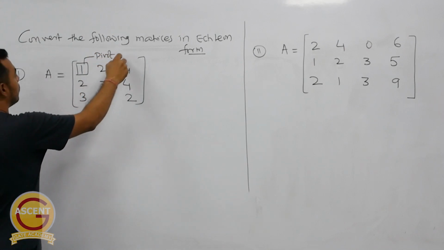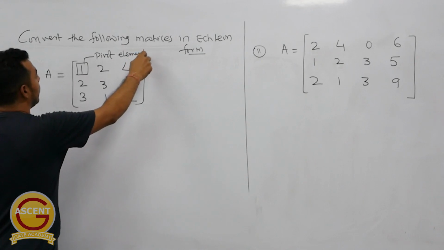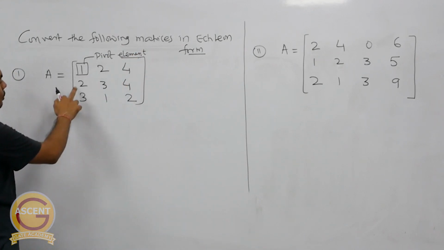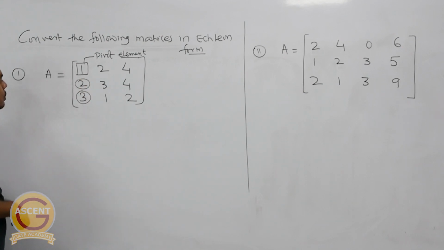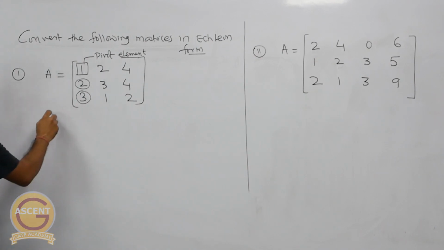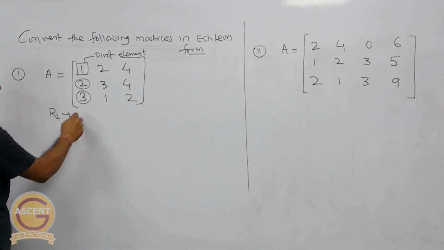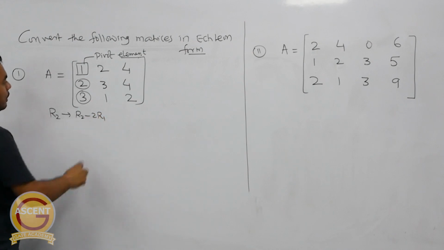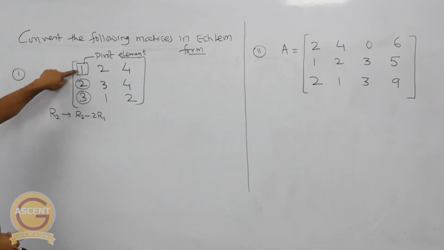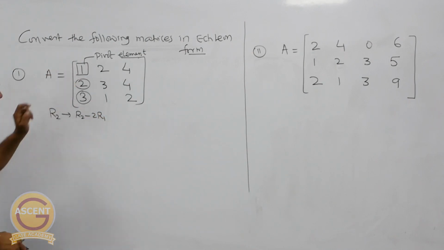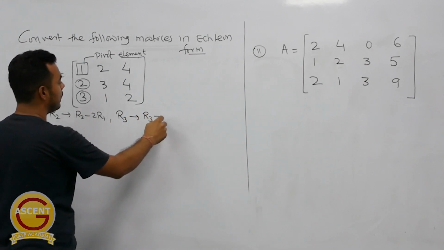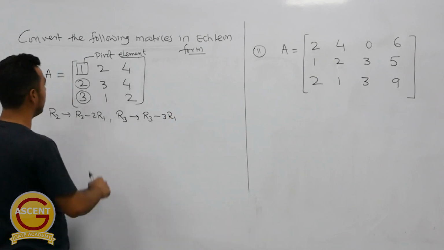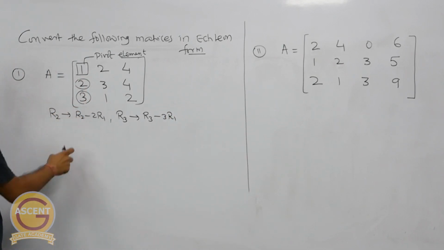So you have to start from this pivot element, and your aim is by some row operation you have to convert the element below this pivot element into 0. You have to make this 2 into 0 and you have to convert this 3 into 0. So for that we are going to perform these operations. R2 goes to R2 minus 2 times R1. If I subtract 2 times first row from the second row, then I will create 0 here, and R3 goes to R3 minus 3 times R1. If I subtract 3 times R1 from R3, then I will get 0 here.